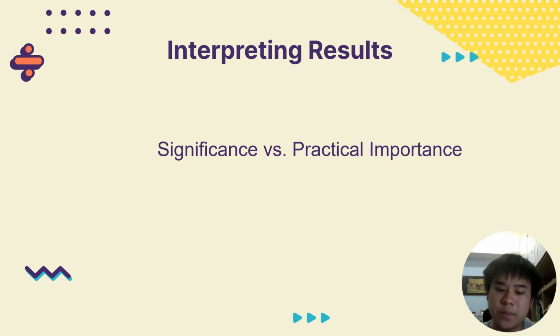Okay? So next we'll be moving on here. So what is practical importance here? Practical importance basically means that the effect is large enough to be meaningful in the real world. The effect needs to be large enough to be meaningful in the real world. Okay, that's the key difference.